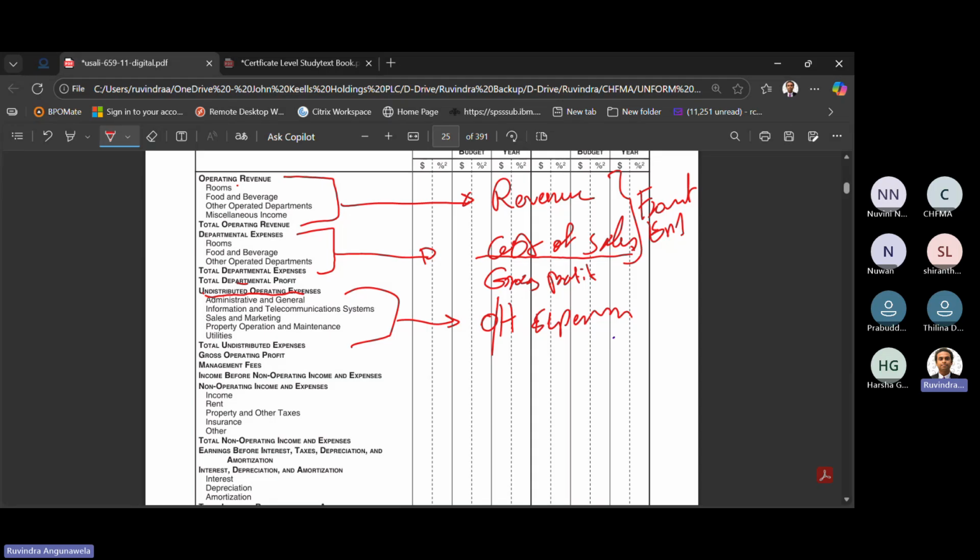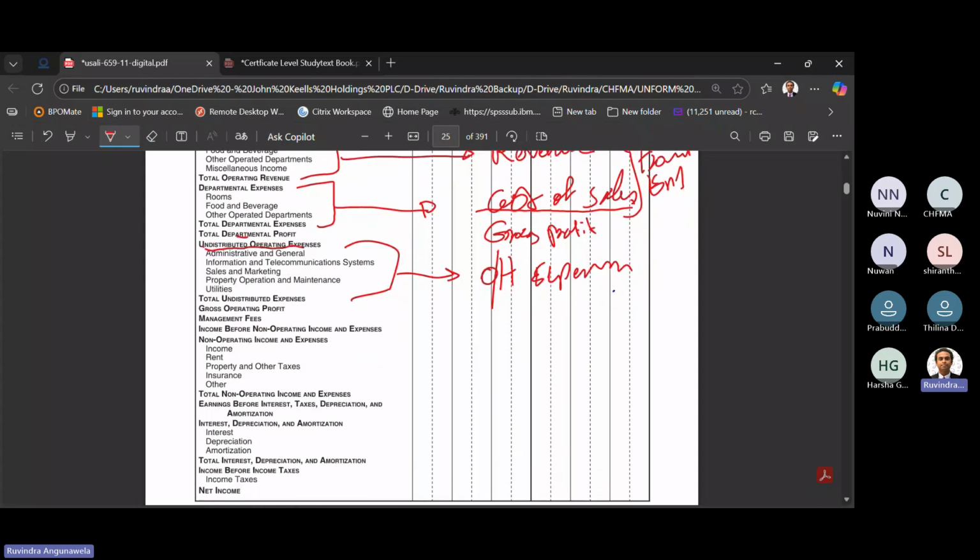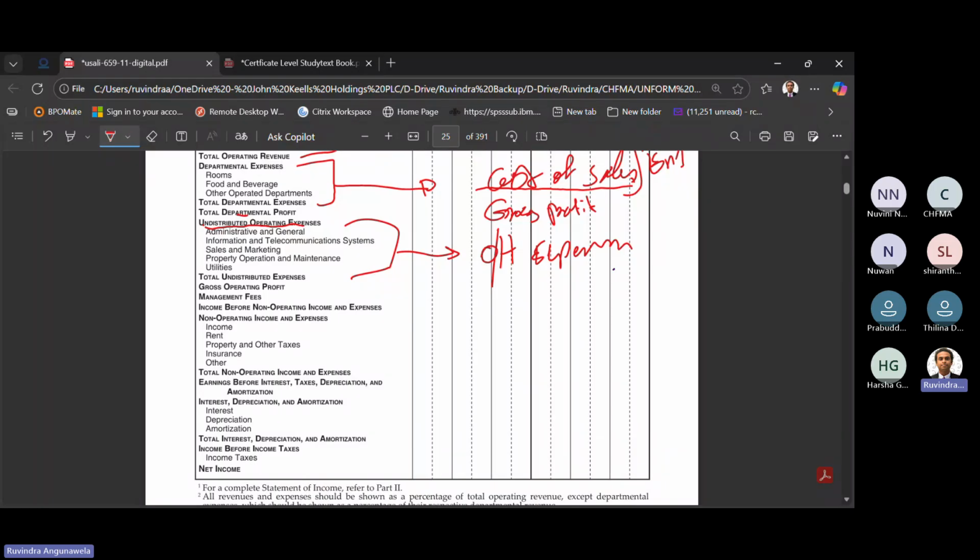Now, we have some other layers also given in this USALI P&L, okay? Once you get the gross profit and deduct the undistributed operating expenses, you get something called the gross operating profit. I think somebody asked about the gross operating profit. So this is what the gross operating profit is all about: gross profit minus the undistributed operating expenses gives you the gross operating profit of a hotel.